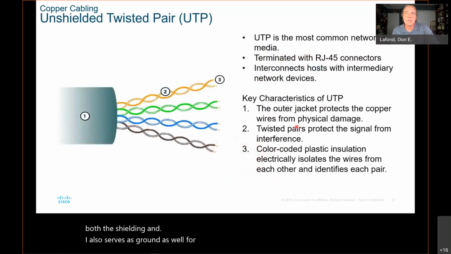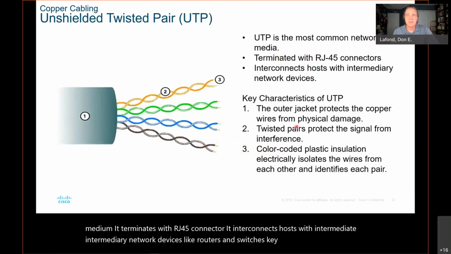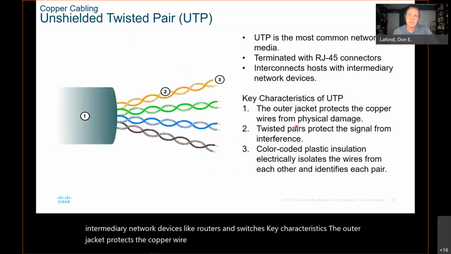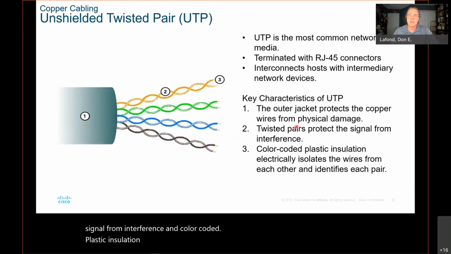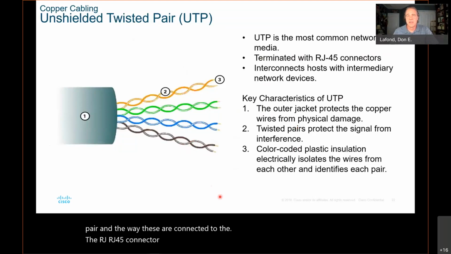Now, UTP is the most common networking medium. It terminates with the RJ45 connector. It interconnects hosts with intermediary network devices, like routers and switches. Key characteristics: the outer jacket protects the copper wire from physical damage. Twisted pairs protect the signal from interference. And color-coded plastic insulation electronically isolates the wires from each other and identifies each pair. And the way these are connected to the RJ45 connector is important, and I'll show you that in just a little bit.